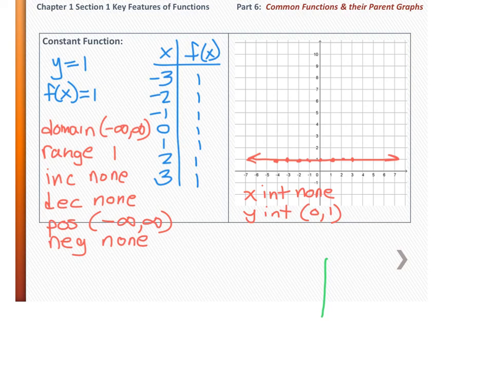Anyway, these are the most common parent functions that are introduced in Chapter 1, and we're going to be looking at many, many other types of functions going forward in the course. I hope this helps.